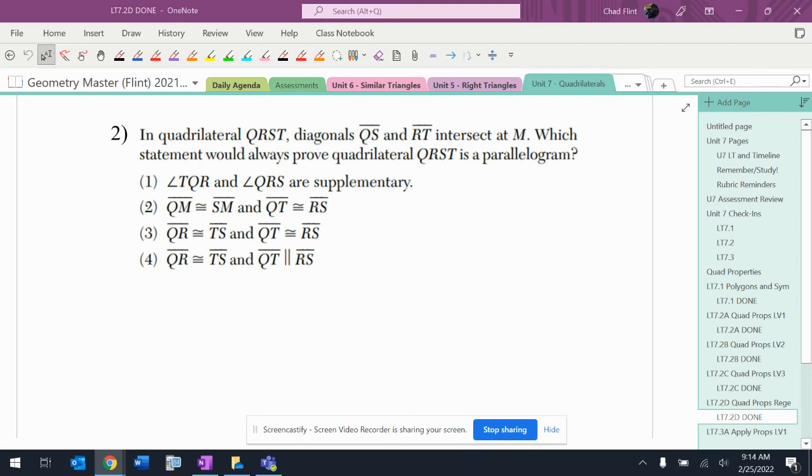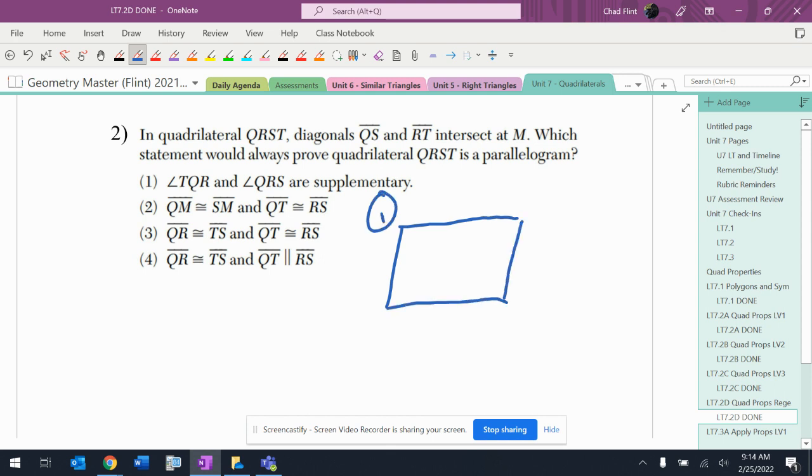So another question where it doesn't give us a picture, it just kind of talks about the shape. So it says quadrilateral QRST. So I have to kind of look at it and see what it wants me to figure out. It says what would prove that it's a parallelogram. So I'm going to draw a parallelogram since it's supposed to be a parallelogram.